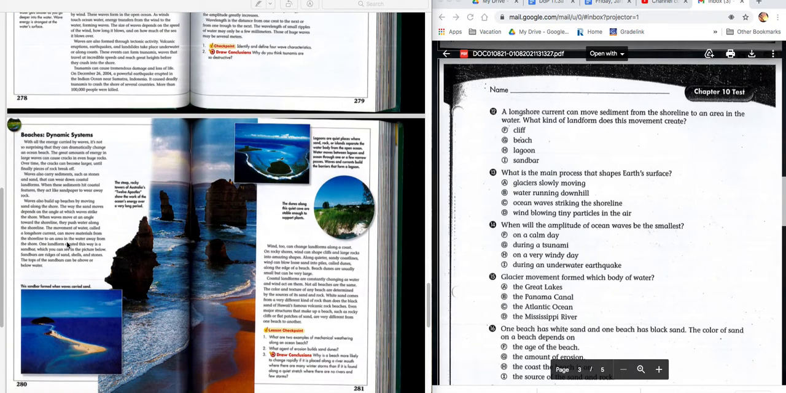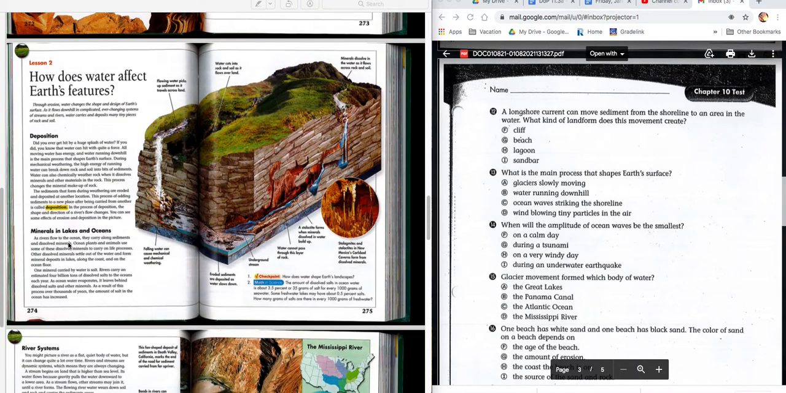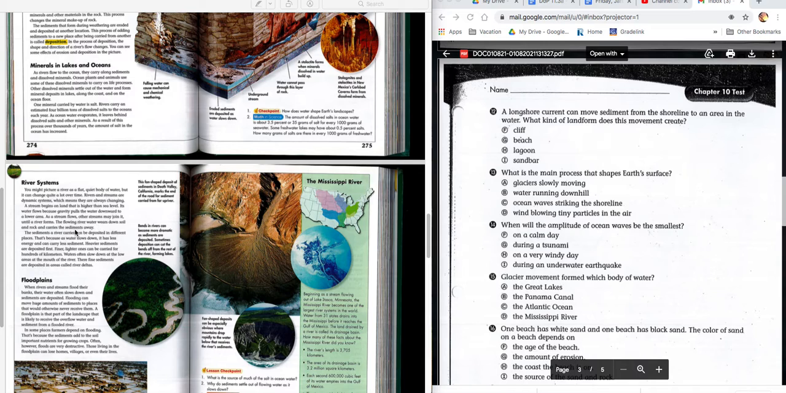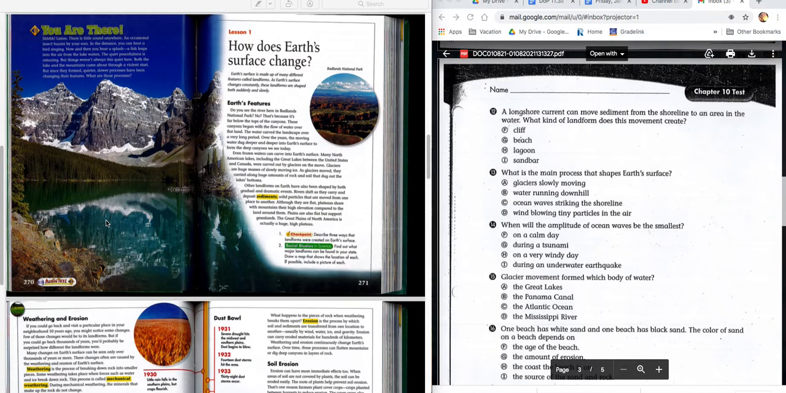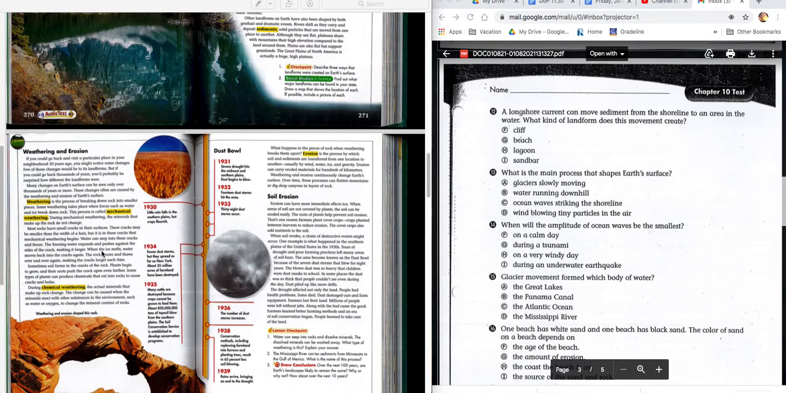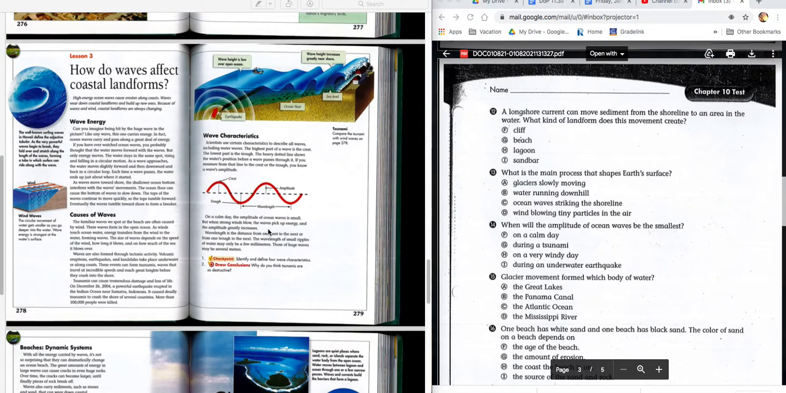The main process that shapes Earth's surface is, I believe it's in this one. Might be best here on page 276. I think it's also said in maybe in there. I'd go 276. Number 14, when will the amplitude of waves be the smallest? Amplitude of waves is down here on page 279.